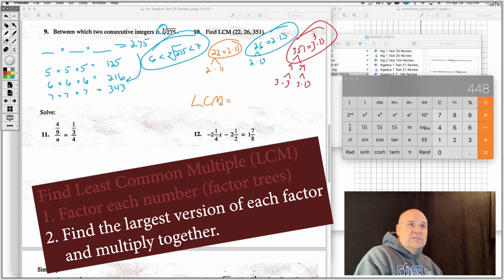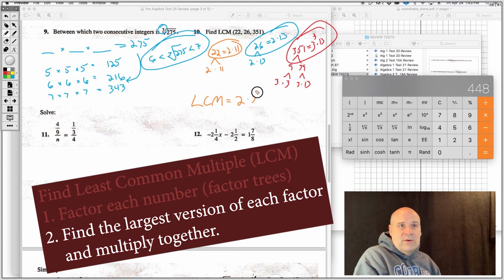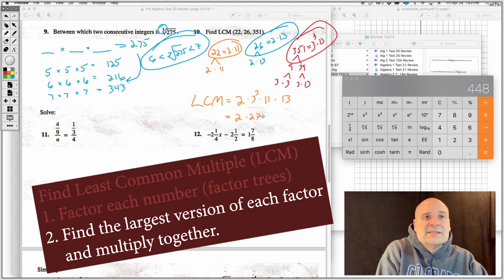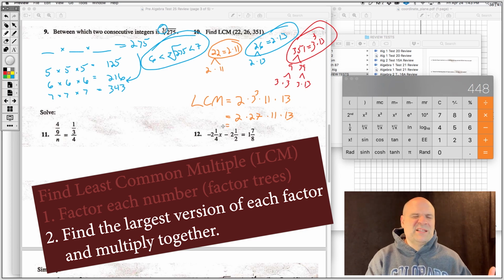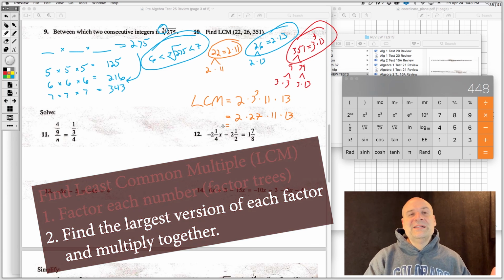So let's look at our 2's. The biggest that 2 appears is just 1 time. Okay? So the biggest exponent of 2 is just 2 to the first power. Okay? What's the biggest exponent of the 3's? Well, the biggest exponent is 3, so 3 to the third power. What's the biggest exponent of the 11's? Just 1 11. The biggest exponent of 13 is just 1 13. Okay? Multiply that out, you get 2 times 27 times 11 times 13. Okay, so that's 54 times 11, which is 594 times 13.